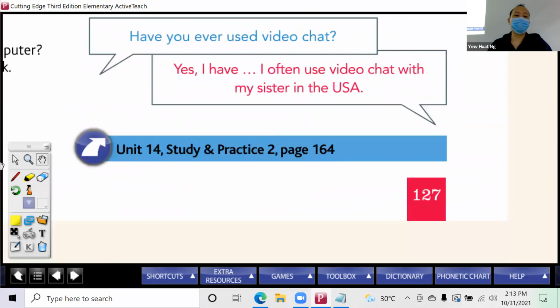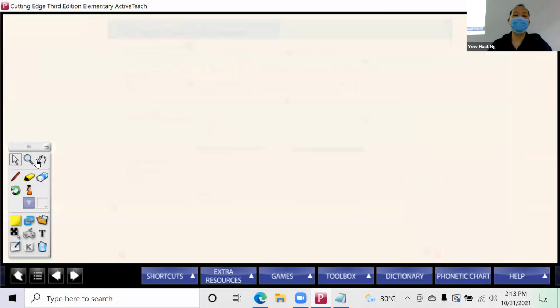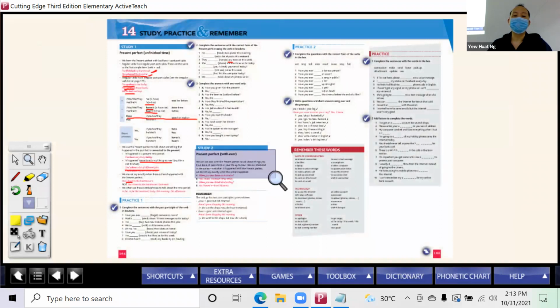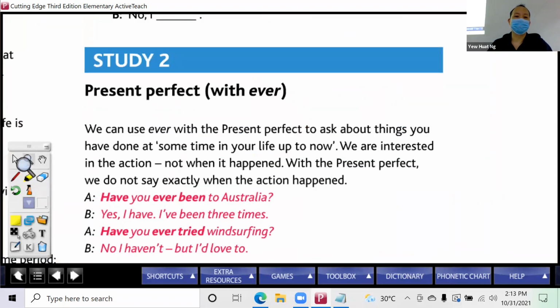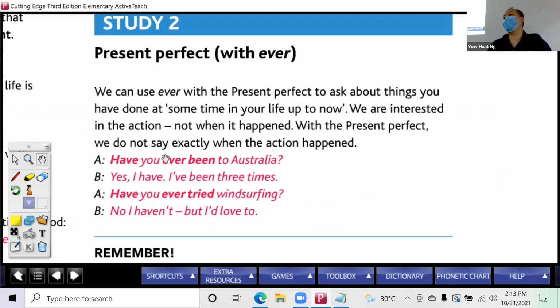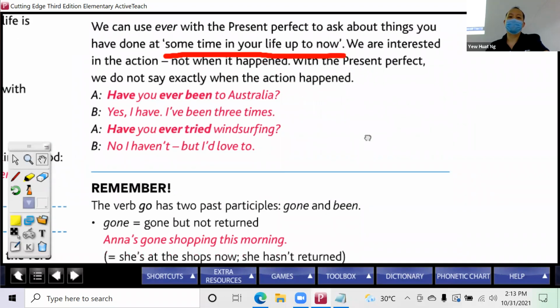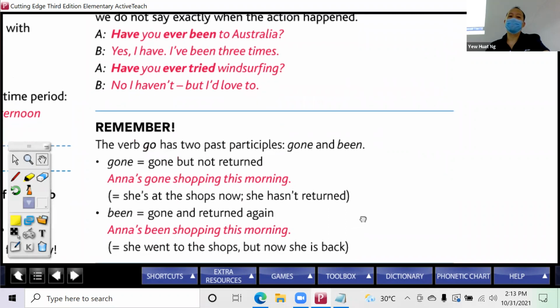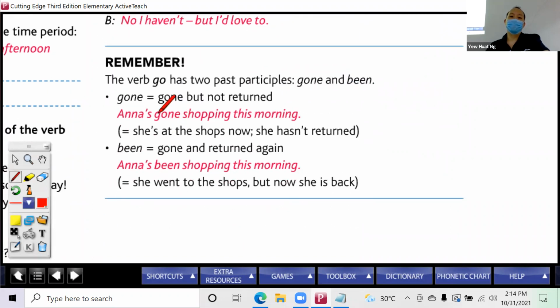Okay. All right, let's continue on to the practice, page 164, Practice 2. So again, when we use "ever", usually I like to explain "ever" as for emphasis, but here they like to say 在你一生中, sometime in your life up to now. See here, "gone" but not returned means they are still there. "Been" means gone and returned. That's why we say, have you ever been to China? Okay.